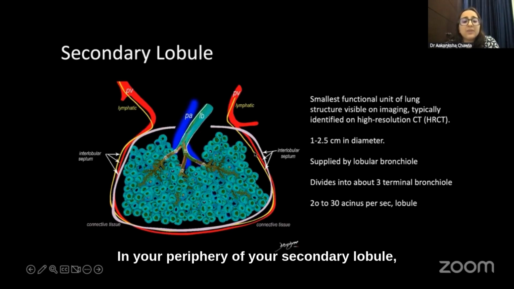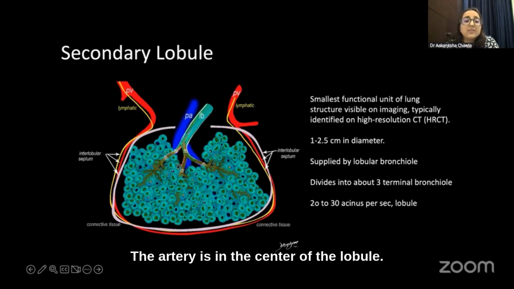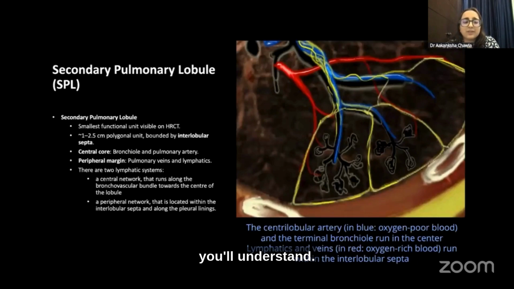In the periphery of your secondary lobule, run your pulmonary veins and your lymphatics. The artery is in the center of the lobule. Why it is important, as we go ahead, you'll understand. Again, look at this figure.